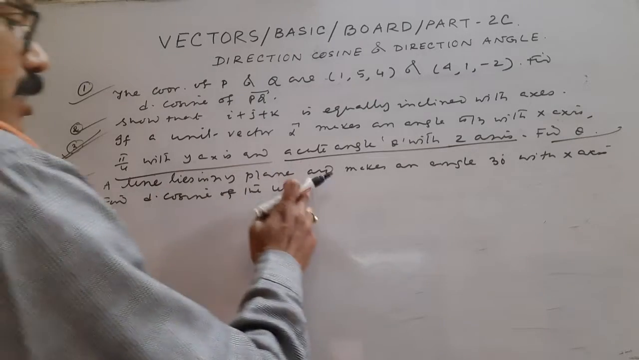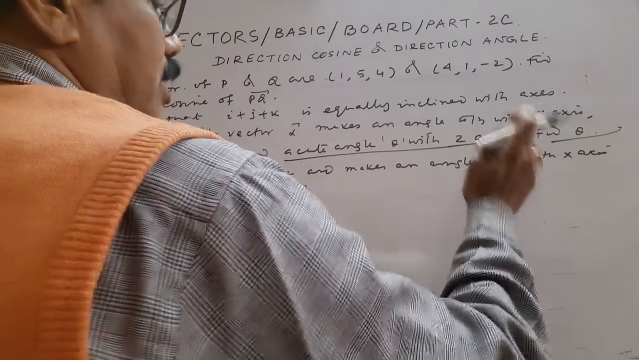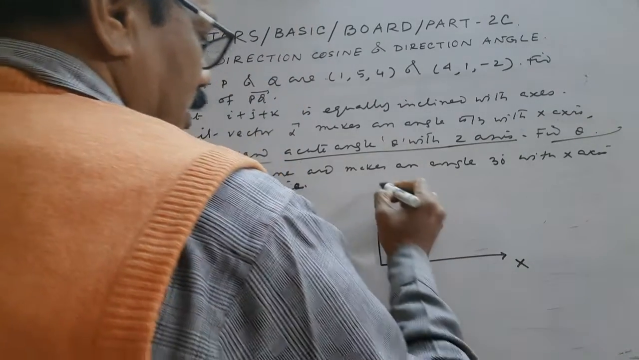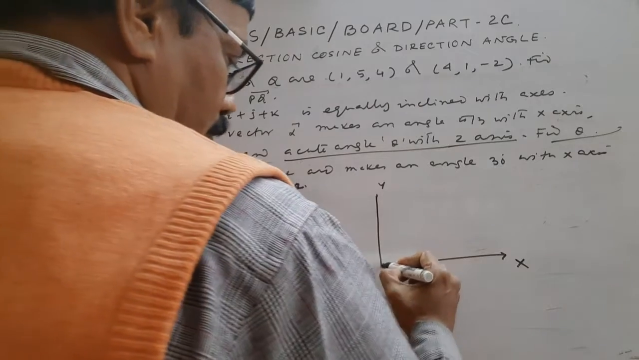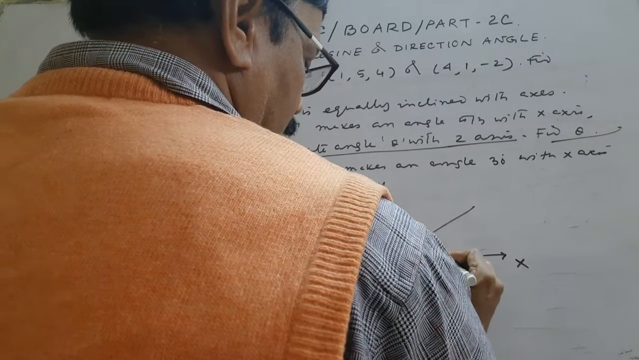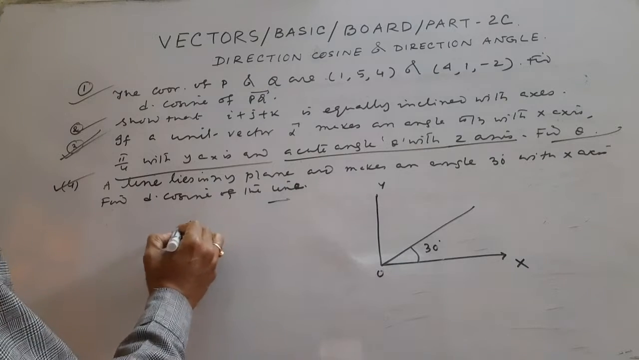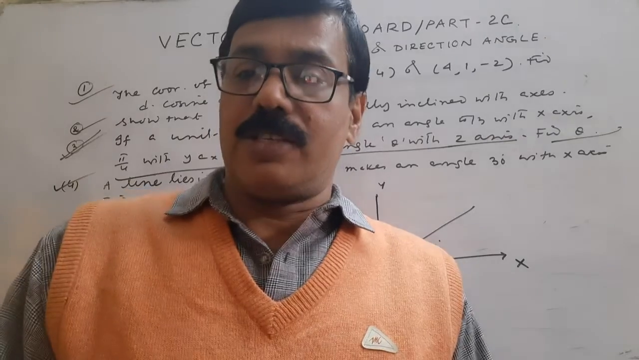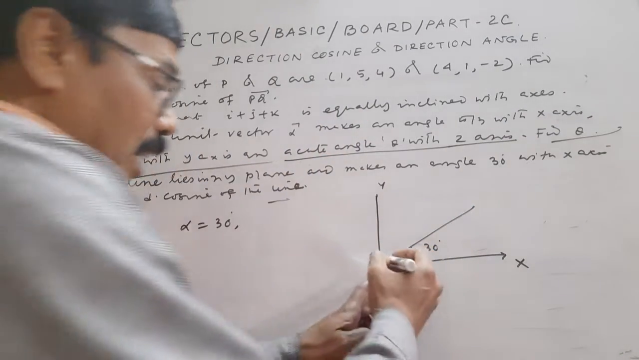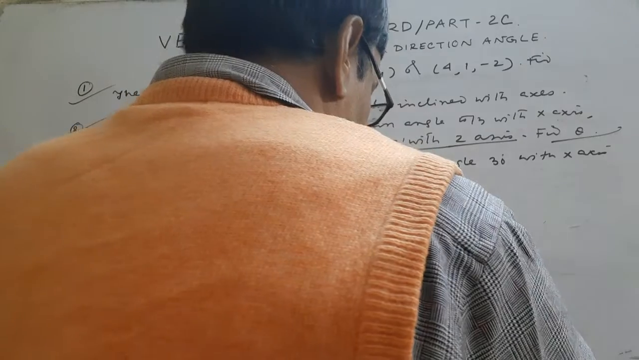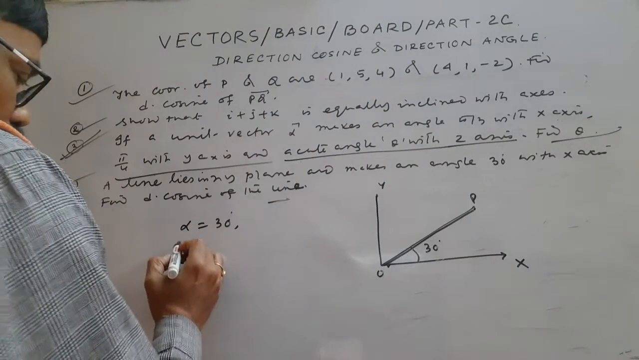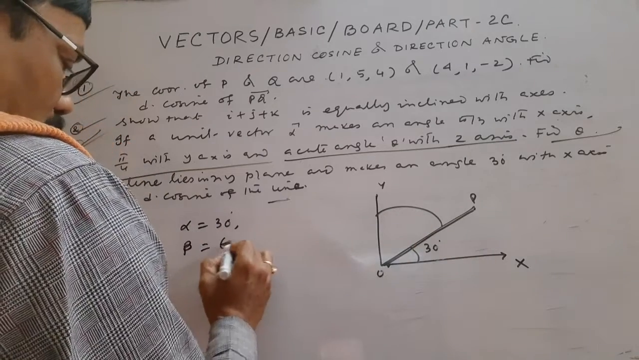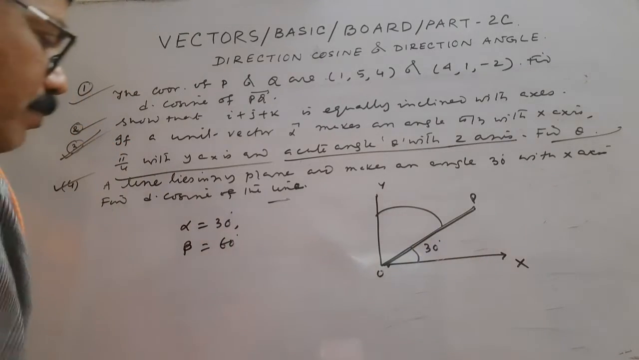A line lies in the xy plane and makes an angle of 30 degrees with the x-axis. This is x and this is y. So alpha equals 30 degrees. Since the line OP lies in the xy plane, what is beta, the angle made with the y-axis? So beta equals 60 degrees.